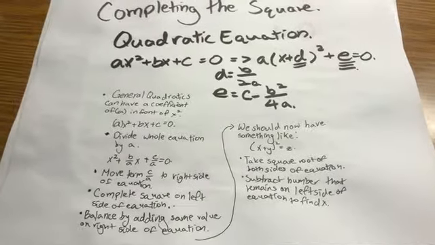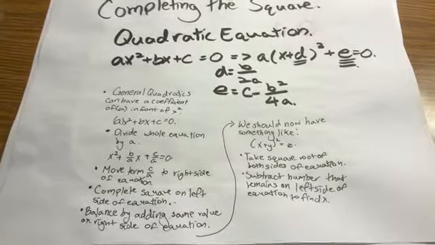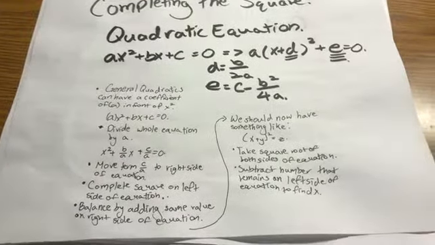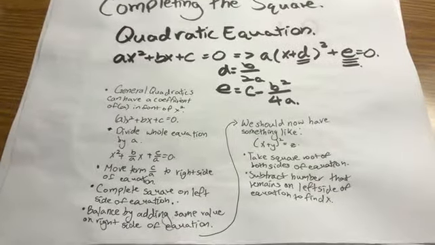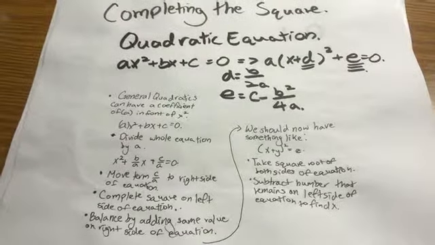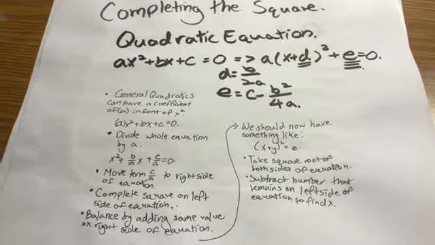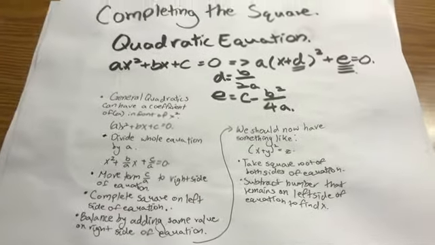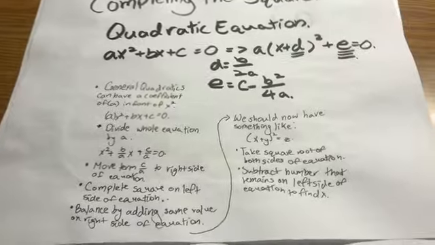Divide the whole equation by the coefficient a, and you get x squared plus b over a x plus c over a equals 0. You then move the term c over a to the right side of the equation. You complete the square on the left side of the equation. You balance the equation out by adding some value on the right side of the equation. We should now have something like (x plus y) squared equals z.